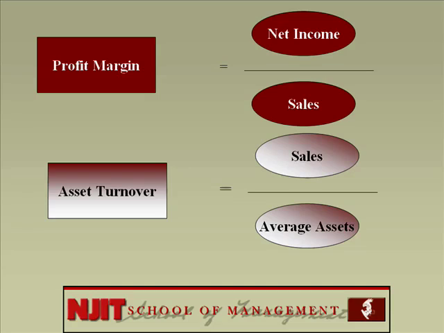Now, I want you to do a small exercise for me. I want you to compute these ratios for company A and company B and tell me who's doing a better job controlling costs and who's doing a better job using assets. Stop this recording now and do this exercise. When you're done, start again.